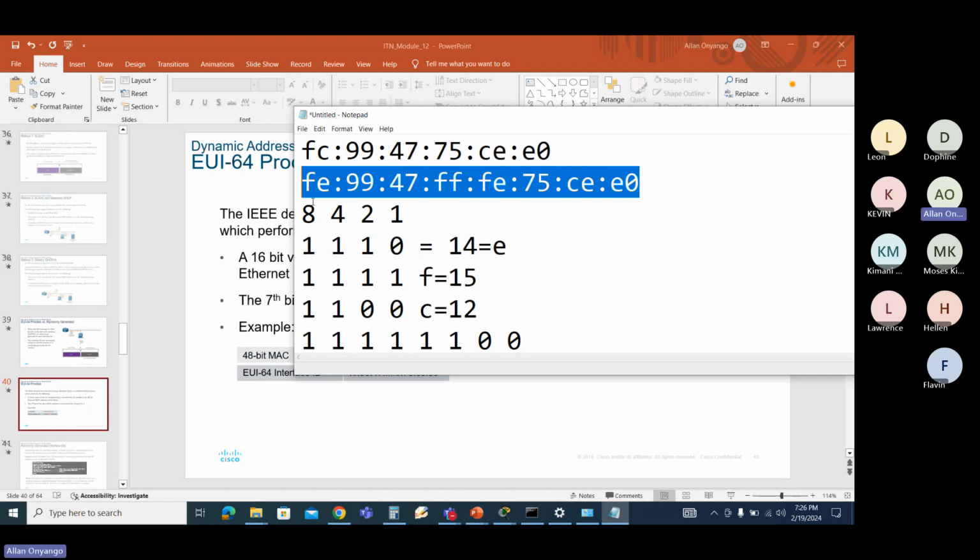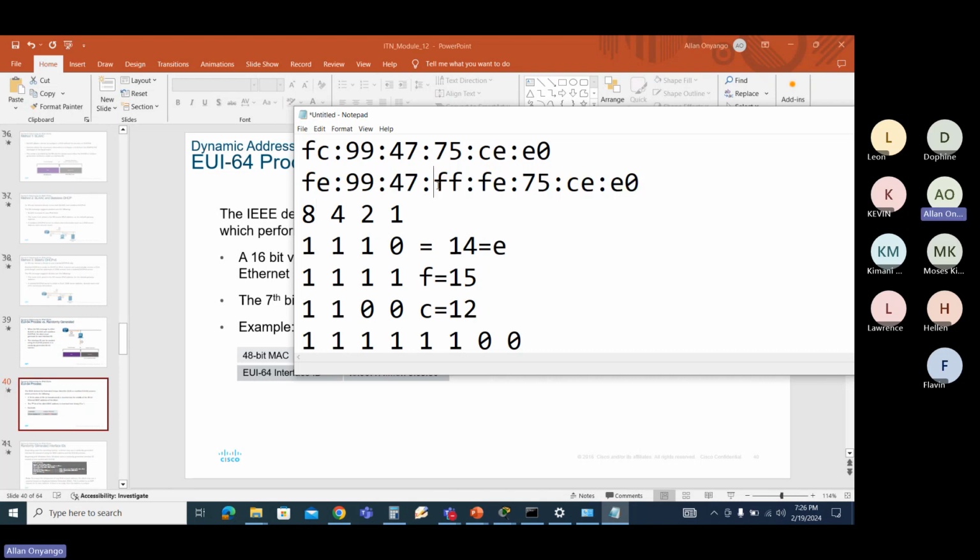Is it possible to know someone's MAC address if they do this EUI-64 process? Can I know the MAC address? If I reverse the process? Yes. What do I do to reverse the process? I will know in the middle this FFFE. I remove it. And then I go to the middle here. I flip the 7th bit back. And I'll have the MAC address. Yeah, sure. You get that?